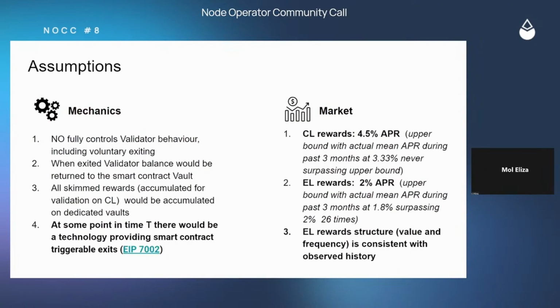A couple of words on assumptions. To model the risks, damage and valuation, we need some assumptions on mechanics, which is basically that the node operator fully controls validator behavior, and all the rewards and validator balance after exiting would end up in the protocol vault. And we need a crucial assumption that at some point in the future, there would be technology providing smart contract triggerable exits, which is more of a reality now, but still not within the spec.